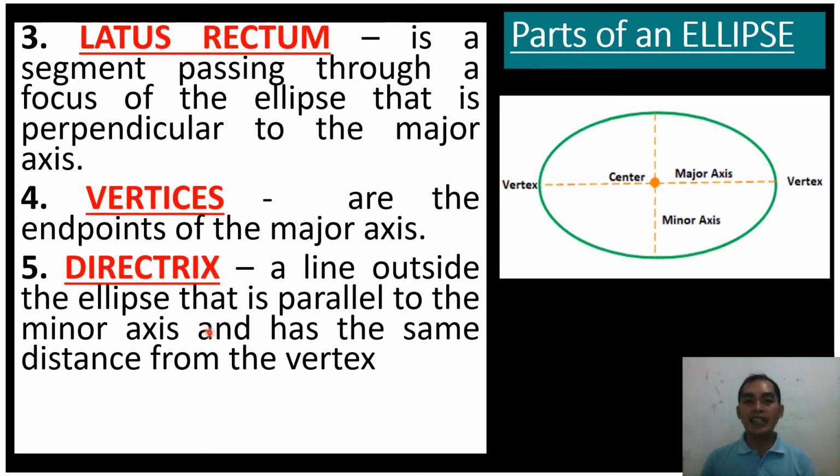Directrix, a line outside the ellipse that is parallel to the minor axis and has the same distance from the vertex. So dito yung directrix. Parallel siya sa minor axis.